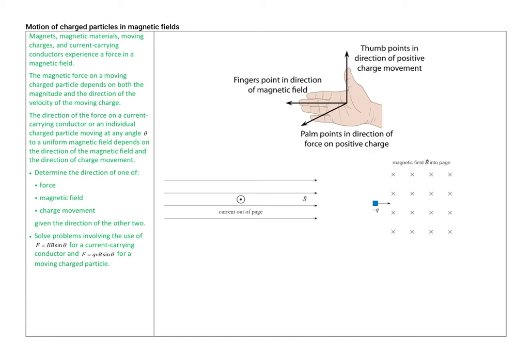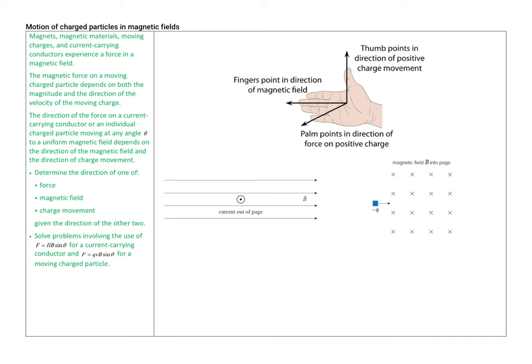So, what do we need to know? Magnets, magnetic materials, moving charges, and current-carrying conductors experience a force in a magnetic field. It's almost a restatement of what I just said. The magnetic force on a moving charged particle depends on both the magnitude and direction of the velocity of the moving charge. We'll talk about that in a sec. The direction of the force on a current-carrying conductor or an individual charged particle moving at any angle theta to a uniform magnetic field depends on the direction of the magnetic field and the direction of charge movement. It almost seems those two statements say the same to me.